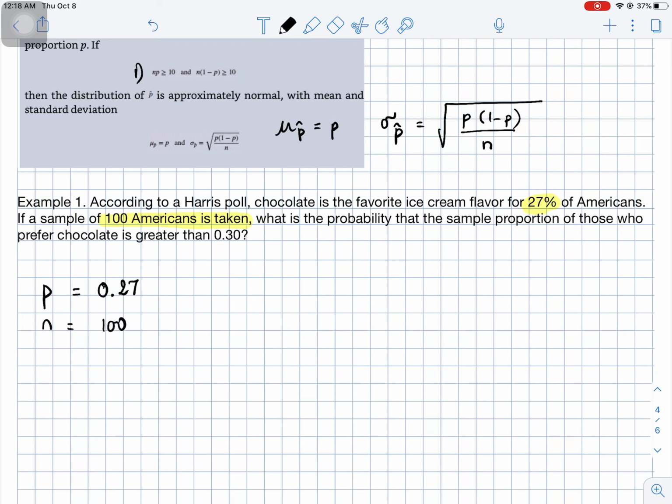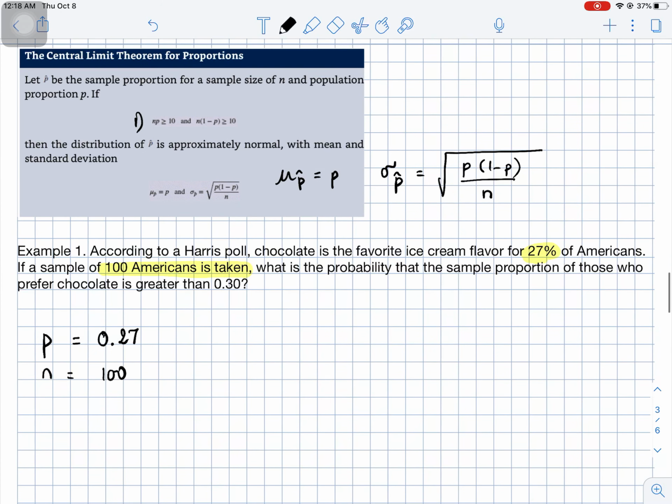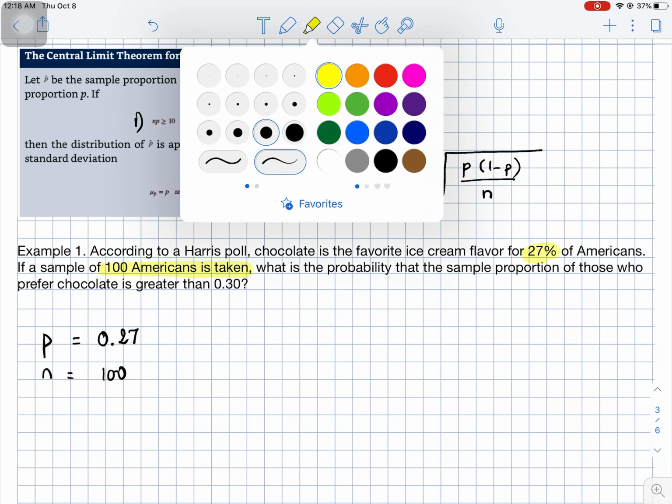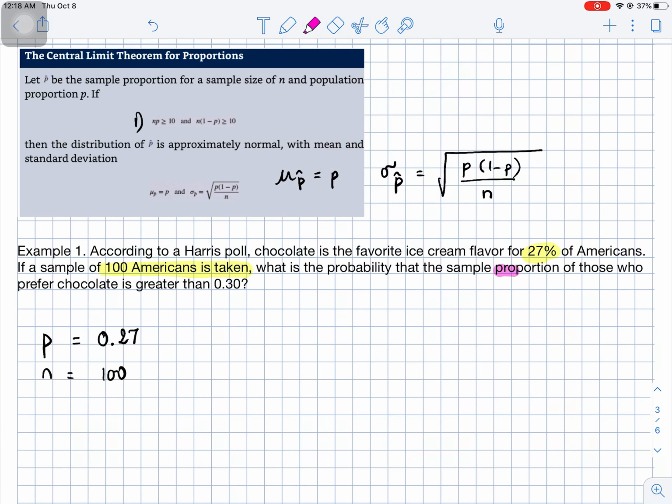If a sample of 100 Americans is taken, so 100 is the sample size, that is n. What is the probability that the sample proportion of those who prefer chocolate is greater than 0.30? You know that this problem is about the proportion. We will apply the central limit theorem for proportions, but we need to check the two conditions first. Anyway, the key word for us to recognize is the word proportion.